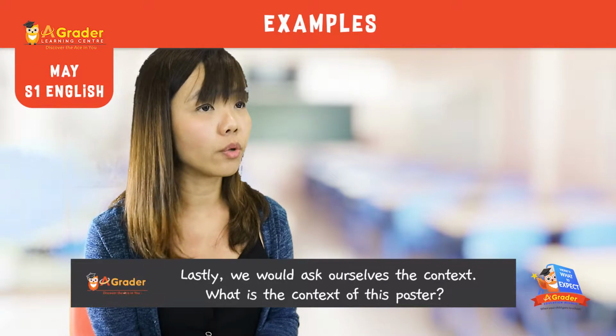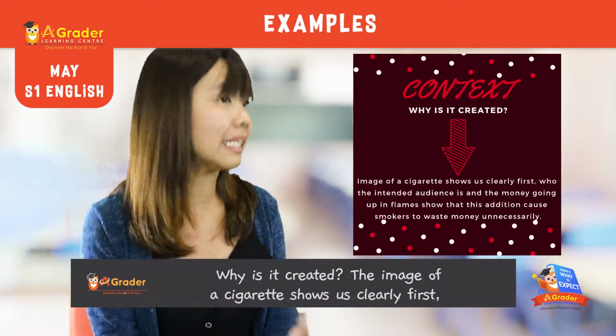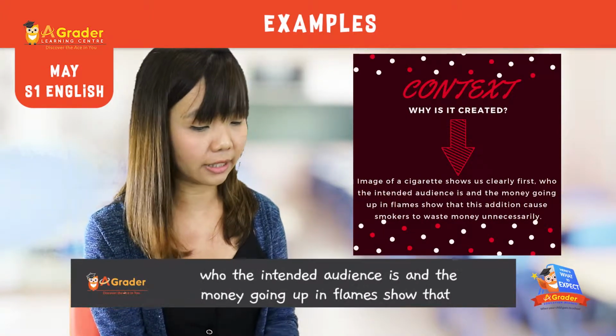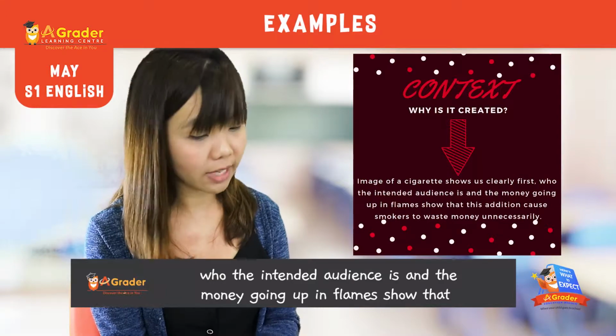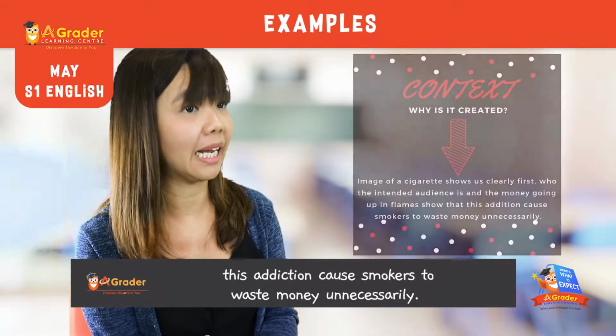And lastly, we would then ask ourselves the context. What is the context of this poster? Why is it created? So the image of a cigarette shows us clearly first who the intended audience is, and the money going up in flames show that this addiction causes smokers to waste money unnecessarily.